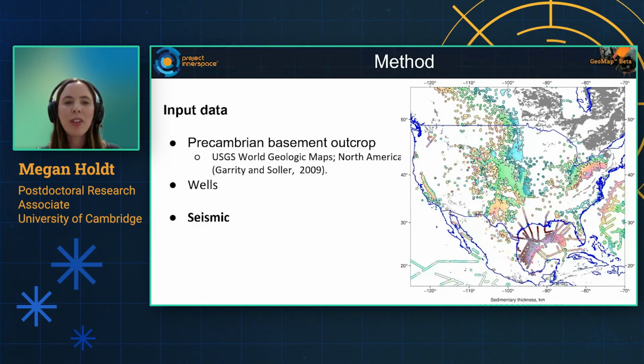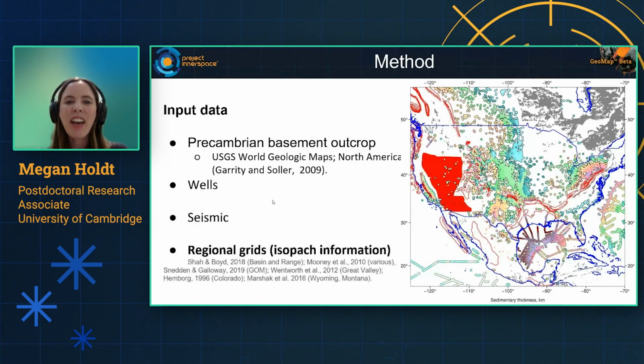And finally, the final data set is regional grids, and these provide important isopach information in areas where we don't have pre-existing data. You can see I've included here all of the different regional studies that I've been able to draw upon to extend the grid in areas where we don't have the well and the seismic constraint. So if we go to the next slide.